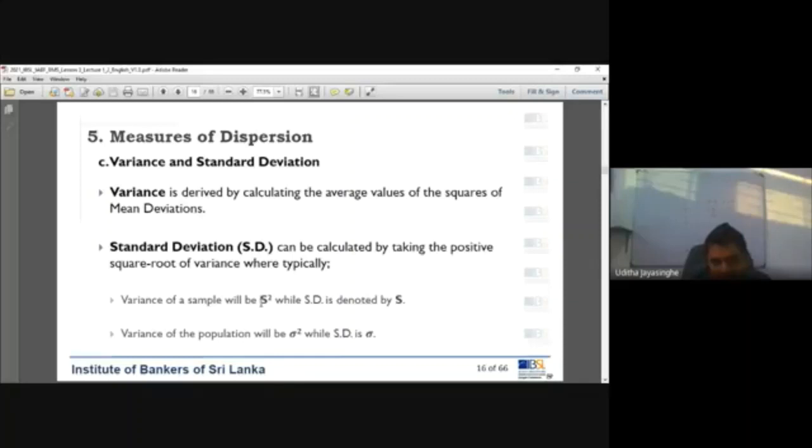Variance will be defined with a square. Square is this small number 2 here. So the variance of a sample will be denoted by S square, while standard deviation is denoted by S. What is this S? S is the statistical symbol that has been used in many statistical books and jargon.